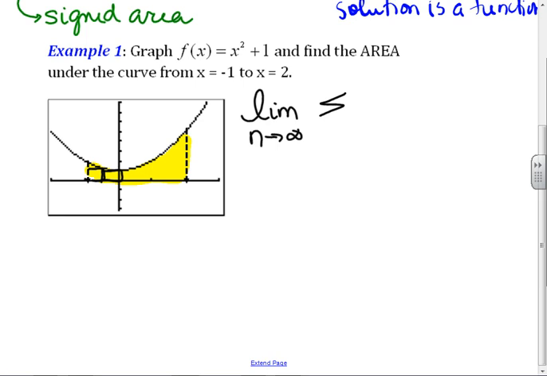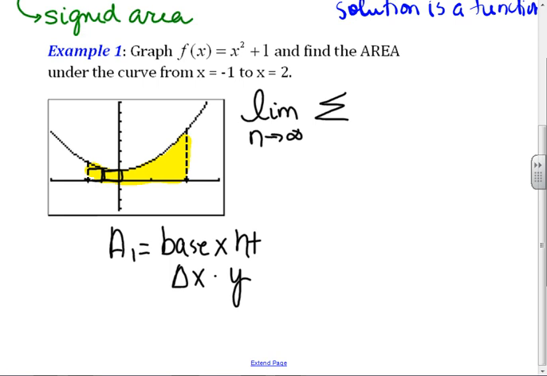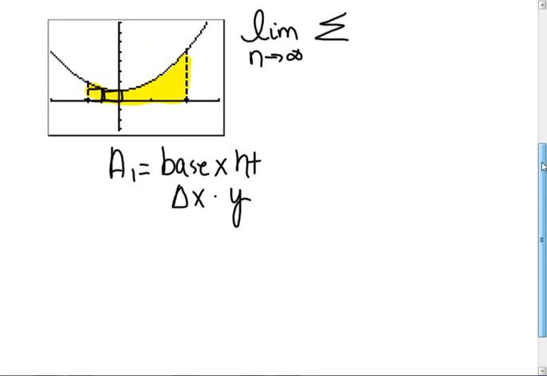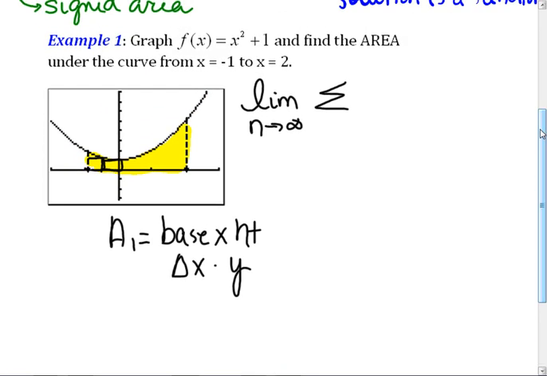And remember how we did that summation? What's the area for one of these rectangles? It's base times what? Height. And the base we called delta x, and the height is the y value, or the function. I like to keep it as y's personally, because then I'll switch over to the right variable. So this is y, or f of x, times delta x. Remember that as a Riemann sum?